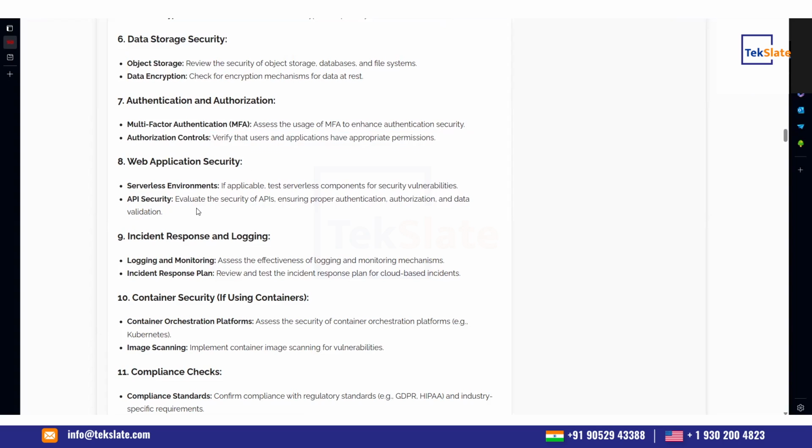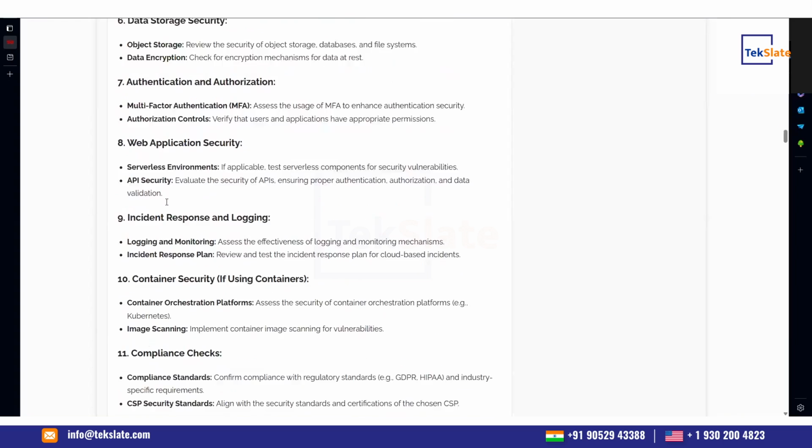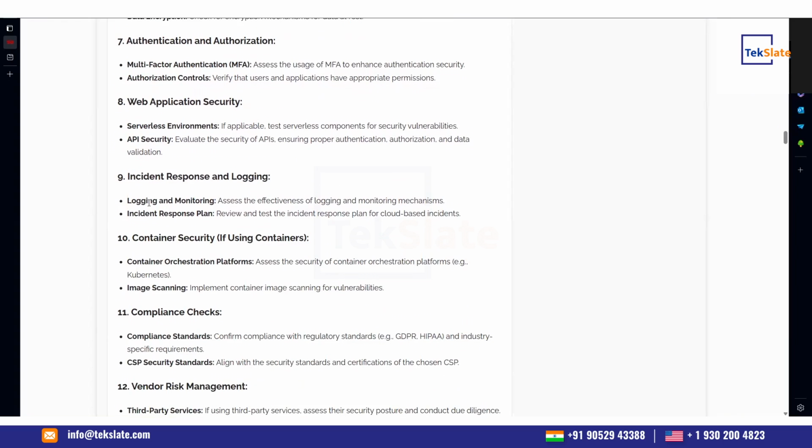Web application security I told you about previously. In web application security, we identify and assess the vulnerabilities and secure them accordingly. Then incident response and logging. In logging and monitoring, logs are created, for example once we open a browser we get a log for opening it. After that, if there is an incident in an organization, we make a plan for it, and review and test it for the cloud-based incident.